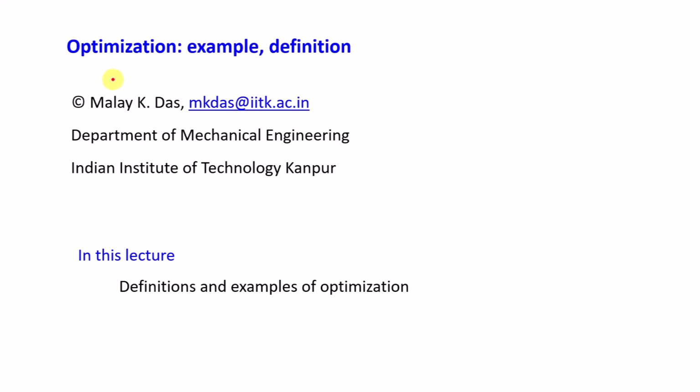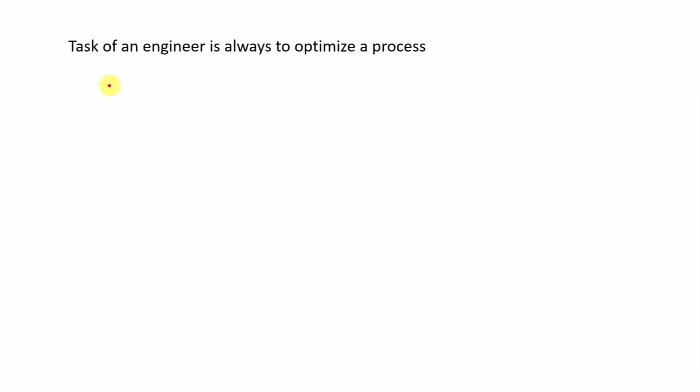Ability to optimize intended function is an important skill in any branch of engineering. In this lecture, we'll talk about some problems related to engineering optimization, and we'll then formally define the optimization problem. As we mentioned, the task of an engineer is always to optimize a process or certain piece of equipment.